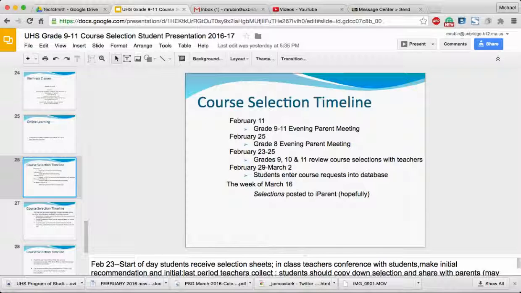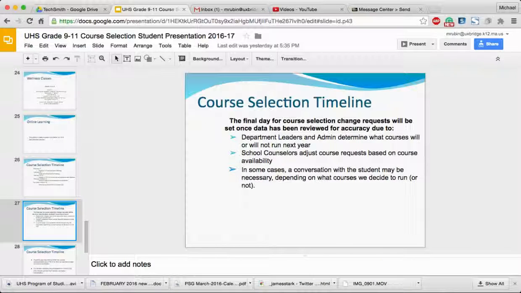The following week, between February 29th and March 2nd, students will enter their course requests based on the course recommendations into the database, which we will hopefully be able to publish by the middle of March for parents to see online. In the interim, between March 2nd and March 16th, we'll be making determinations as to which classes are or are not running. When that is happening, counselors will adjust course requests based on the alternates and based on other scheduling requests, and they'll also talk with students.